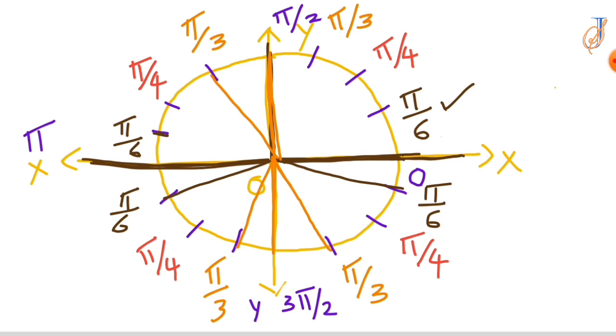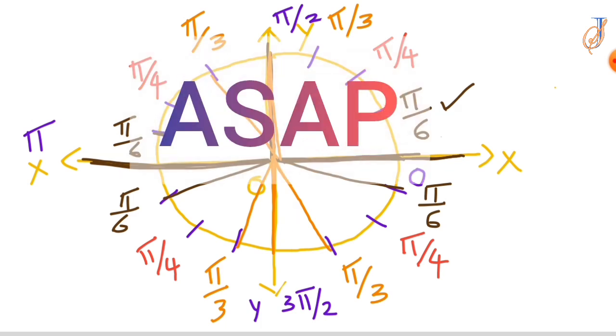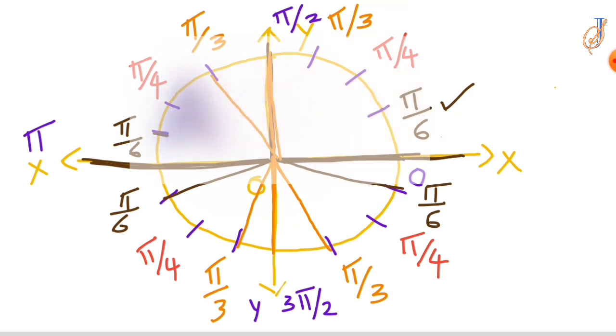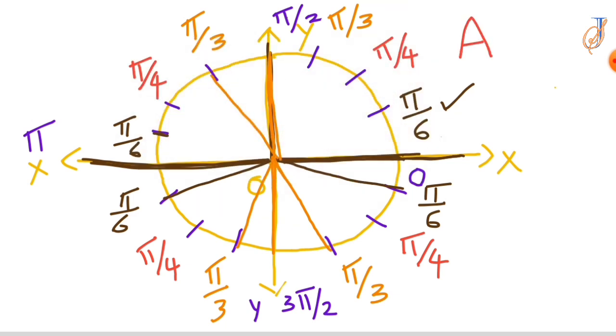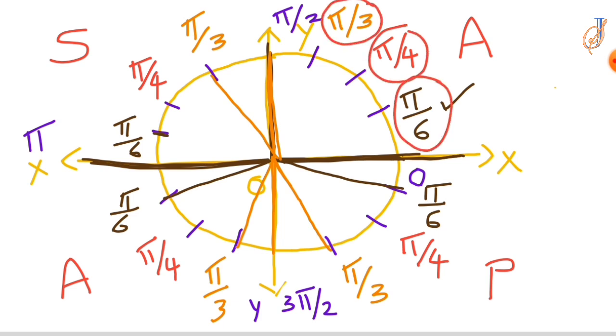After that, you have to use a handy trick, that is ASAP. This trick will help you find radians for each angle. So you have to write A, S, A, P. A stands for as it is. First quadrant, the angles you have to write as it is. What we have as angles, that is pi over 6, pi over 4, pi over 3. So as it is you have to write it. No need to change anything.